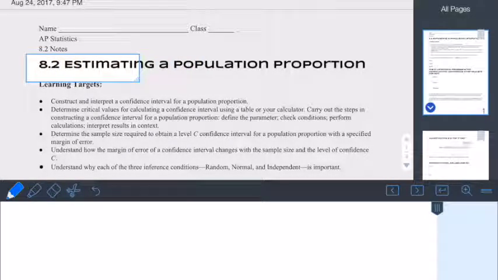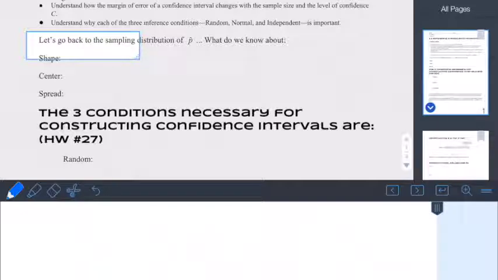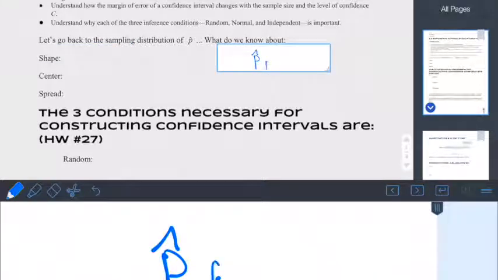So 8.1, we talked about confidence intervals, but we talked about them generally. So now we're going to talk about creating confidence intervals for population proportions, and we're going to get more specific. So if we go back to the sampling distribution of p hat, what do we know about the shape? It's a distribution of all these different p hats.